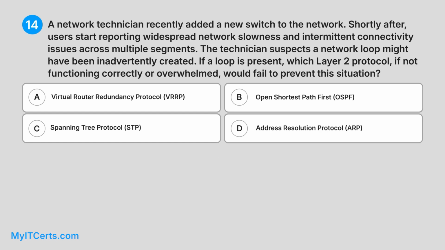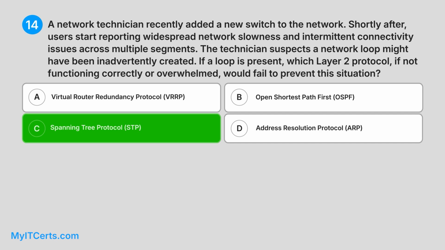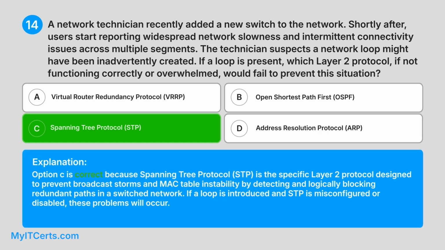Correct answer: C. Spanning Tree Protocol, STP. Explanation: Option C is correct because Spanning Tree Protocol, STP, is the specific Layer 2 protocol designed to prevent broadcast storms and MAC table instability by detecting and logically blocking redundant paths in a switched network. If a loop is introduced and STP is misconfigured or disabled, these problems will occur.